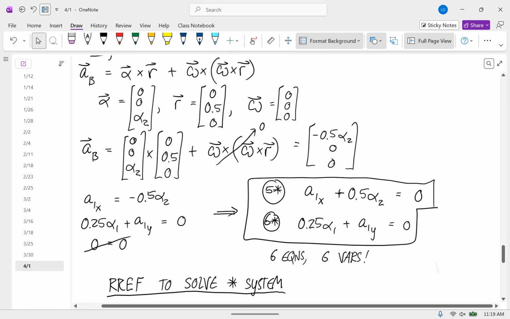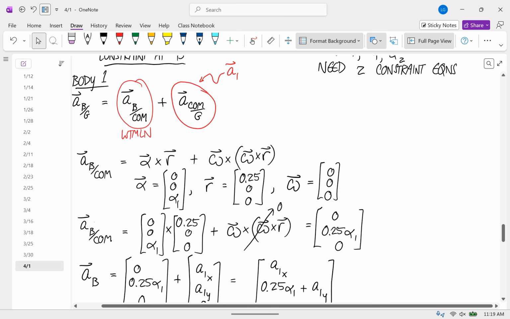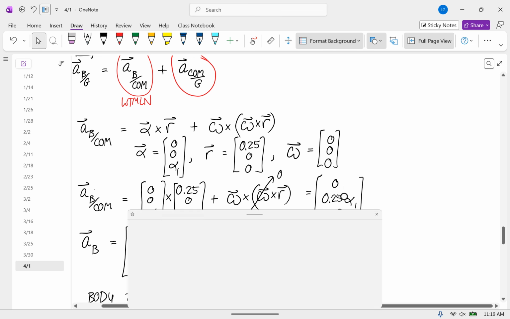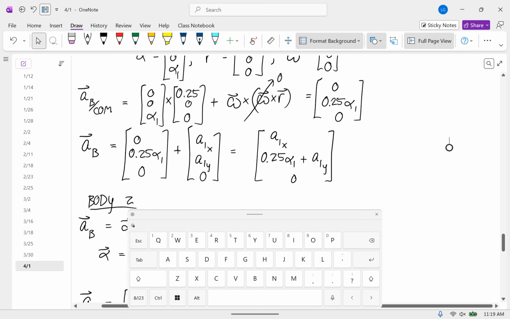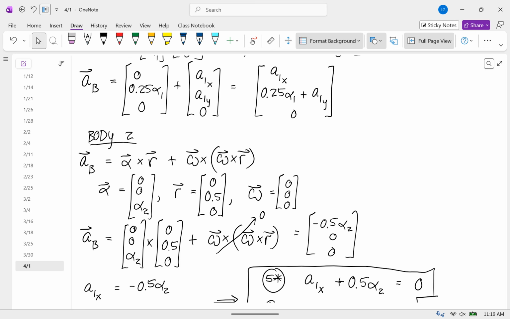Okay, well, 5 and 6 I got the same way. I calculated the acceleration of B on member 1 using relative motion in the watermelon equation, and that's an X and a Y component. You with me on that? Yeah. And then I went to body 2, calculated the acceleration of the point B on body 2. That gave me an X and a Y component, and I set those two vectors equal to each other. So that gives me an X equation and a Y equation.